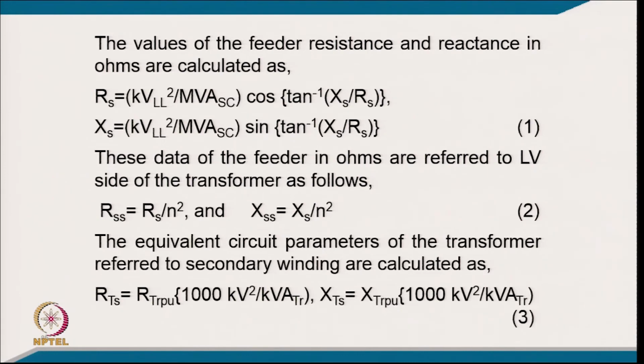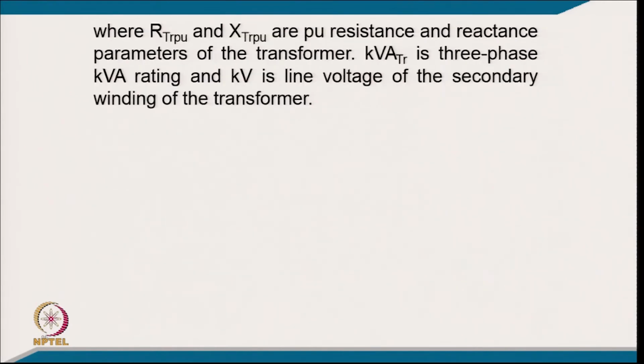The values of the feeder resistance and reactance are calculated from this relation, and these data of the feeder in ohms are referred to the LV side. The equivalent circuit parameters of the transformer referred to the secondary winding are obtained from this relation in per unit, multiplied by the base impedance, for the transformer winding resistance, short circuit equivalent, and this is the short circuit reactance. So, that we also get on the secondary side.